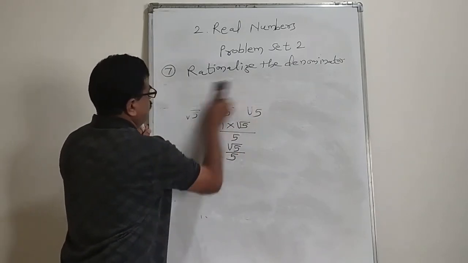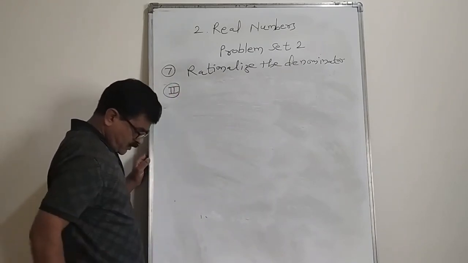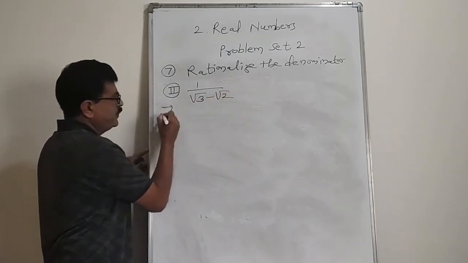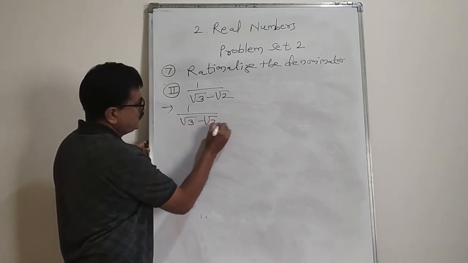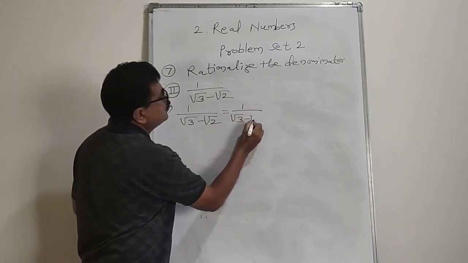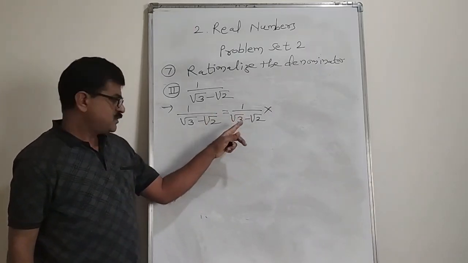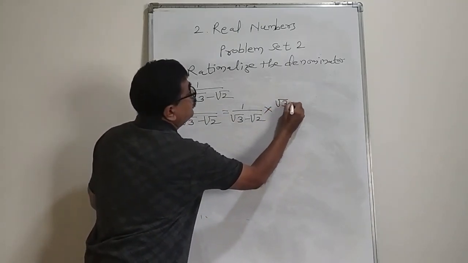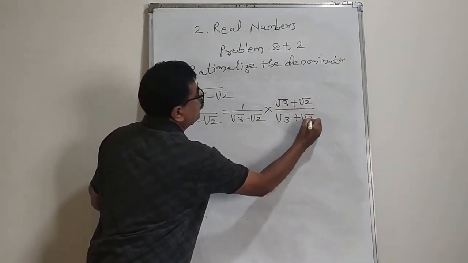And take one more example. Number 2. 1 upon square root 3 minus square root 2. Write down this as it is. 1 upon square root 3 minus square root 2 is equal to 1 upon square root 3 minus square root 2 into. Now here the rationalizing factor of this: here it is minus, therefore take plus. That is square root 3 plus square root 2 divided by square root 3 plus square root 2.